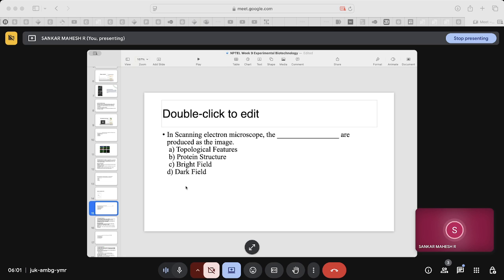The next question is, in scanning electron microscope, the dash are produced as the image. Option A, topological features. Option B, protein structure. Option C, bright field. Option D, dark field. Take a couple of minutes to think about this question and then we'll discuss. So first you can tell me what scanning electron microscope is and we'll take it from there.